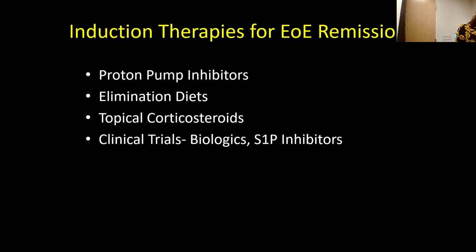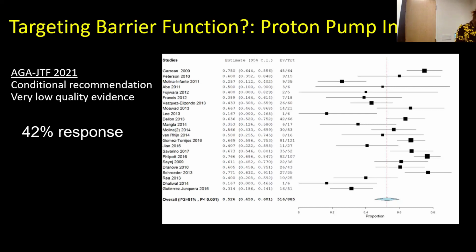Okay, so finally, what Len's been waiting for, talk about therapies to bring EoE into remission. So 3 possible therapies, 4 actually: PPIs, elimination diet, topical corticosteroid, dupilumab. Those are your options right now. Combinations thereof. Proton pump inhibitors, 42% response overall.